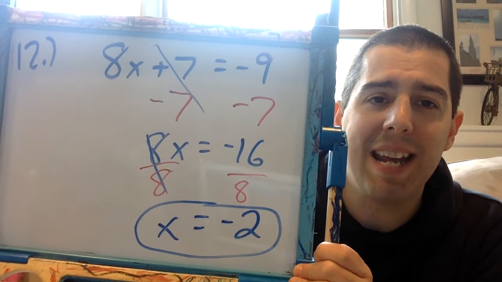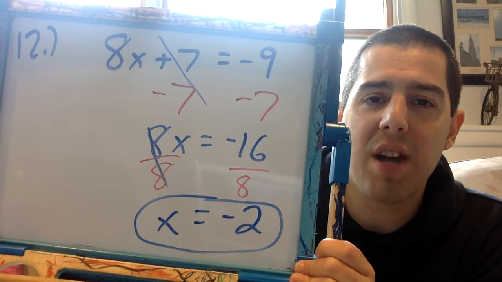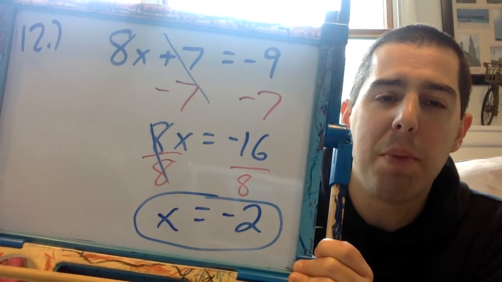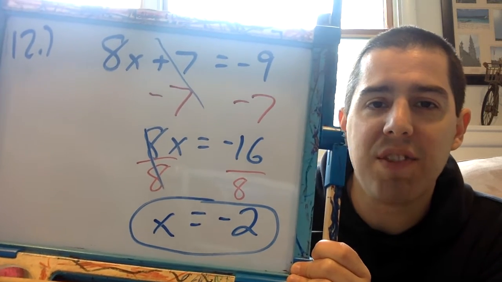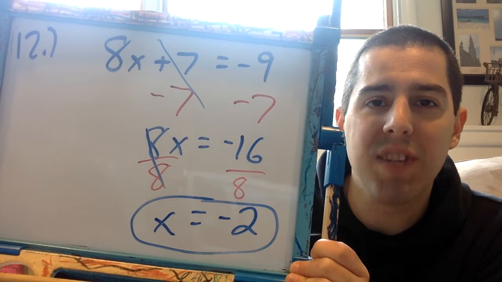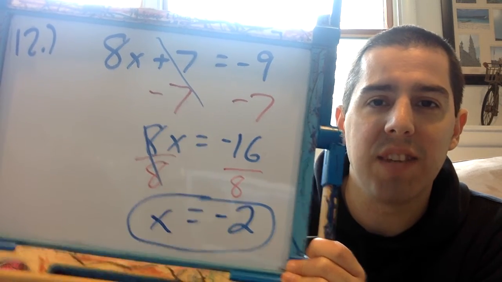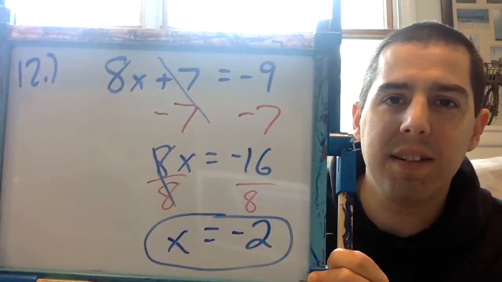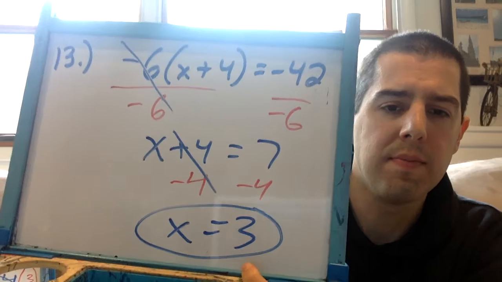Number 12, 8x plus 7 equals negative 9. Subtract 7 on both sides. On the left side, positive 7 and negative 7 are opposites. On the right side, negative 9 and negative 7 make a total of negative 16. Bring down the 8x on the left. 8x equals negative 16. Divide by 8 on both sides, and you'll get x equals negative 2.